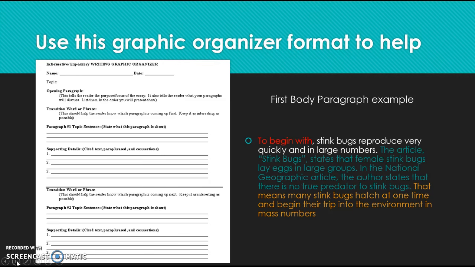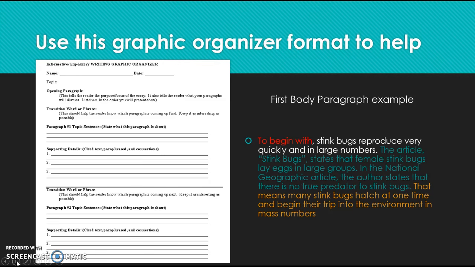To begin with, stink bugs reproduce very quickly and in large numbers. The article "Stink Bugs" states that female stink bugs lay eggs in large groups. In the National Geographic article, the author states that there is no true predator to stink bugs. That means many stink bugs hatch at one time and begin their trip into the environment in mass numbers.